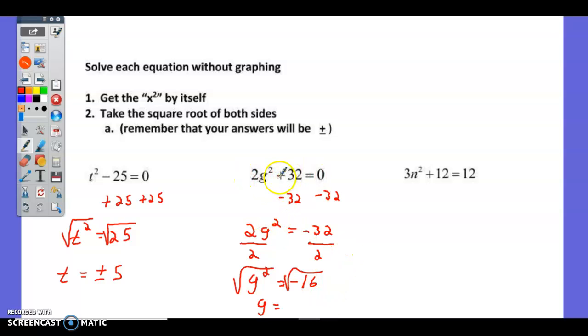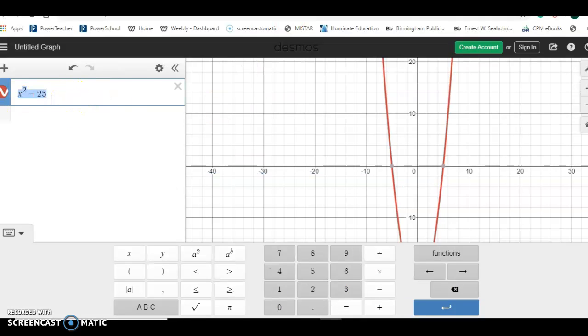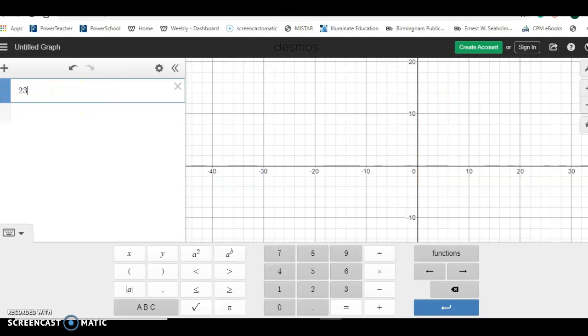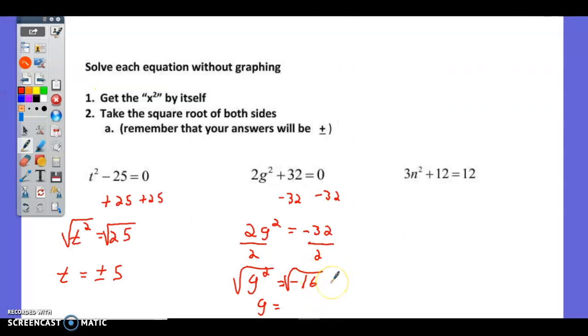Now if I type this into the graphing calculator, I'm going to call it x squared, so 2x squared plus 32. And I'm going to zoom out. So you can see that the graph is opening up and it's never crossing the x-axis. So that makes sense. Those go together. All right, so this would be no solution for that problem.